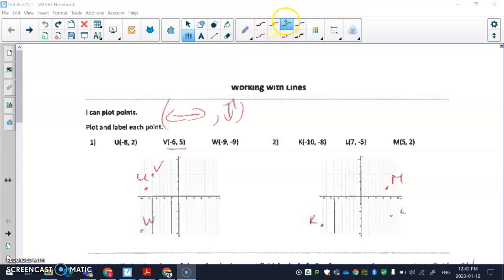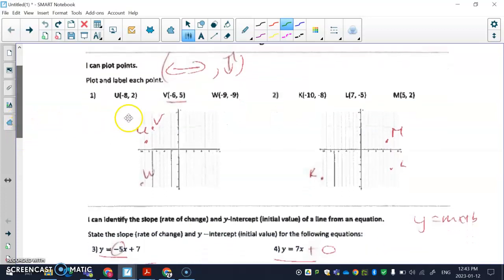I guess the third part here, working with lines. So this is review part 3. So this one has an assignment as opposed to a quiz with it. Just first off, you just look at plotting points.